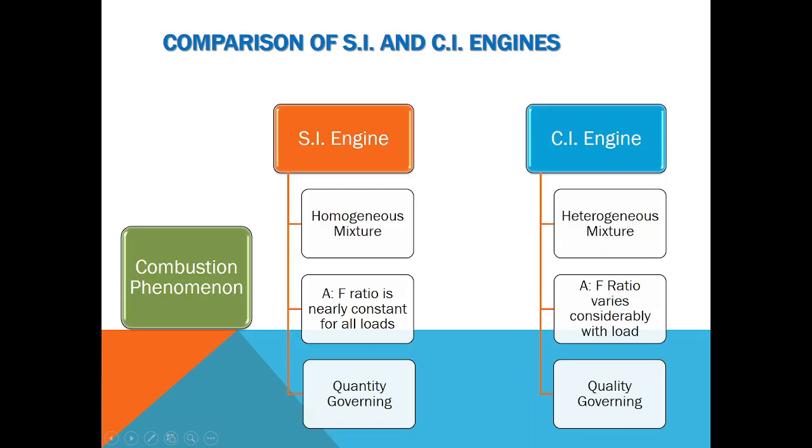Now the next point is the combustion phenomena. In case of SI engine, we know that the homogeneous mixture is provided in the combustion chamber and the air fuel ratio is nearly constant for all loads. The quantity is governed in case of SI engine, whereas in CI engine, the mixture is heterogeneous because the quantity of air remains the same, but the quantity of fuel is varied. The air fuel ratio varies considerably with the load, and it is a quality governed engine. The quality of the mixture is changing and not the quantity.